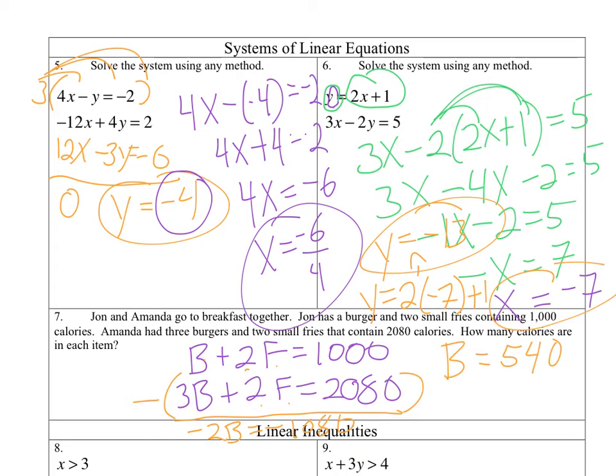Okay, going back to the beginning, if I have a burger and 2 fries, so 540 plus 2 fries is equal to 1,000. That means that 2 fries is equal to 460 calories, so a fry is going to be 230.